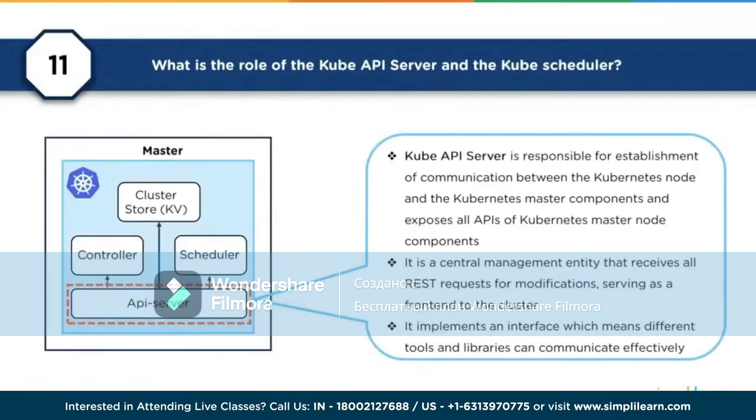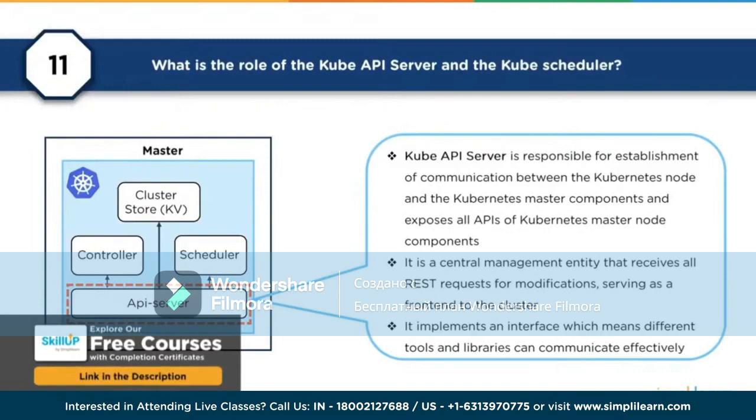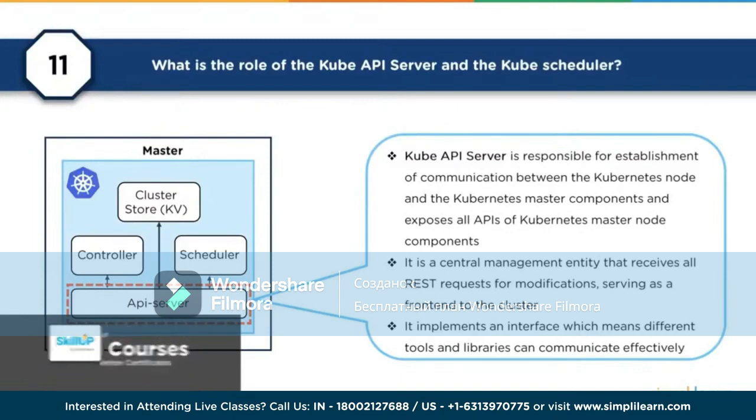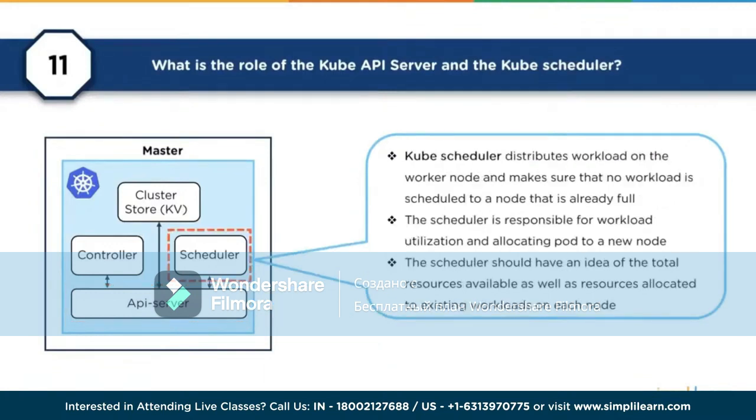What is the role of the Kube API server and the Kube scheduler? So the Kube API server is responsible for the establishment of communication between the Kubernetes nodes and the master components, and it does this through APIs. The APIs themselves are all REST-based commands, and it implements an interface, which means different tools and libraries can communicate effectively with each other. So the Kube scheduler does the distribution of work across the entire infrastructure. So the actual YAML scripts that you've written are executed appropriately at the right time.